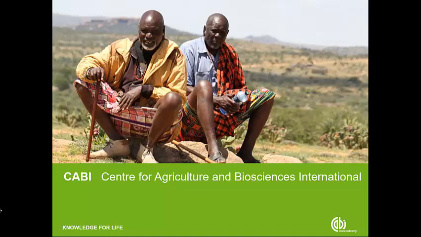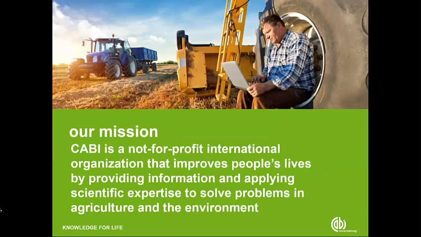We have a lot in common together because we are a very specific and unique publisher. CABI is called Center for Agriculture and Bioscience International. In our next slide here, you could see in our mission, CABI is a not-for-profit international organization that improves people's lives.